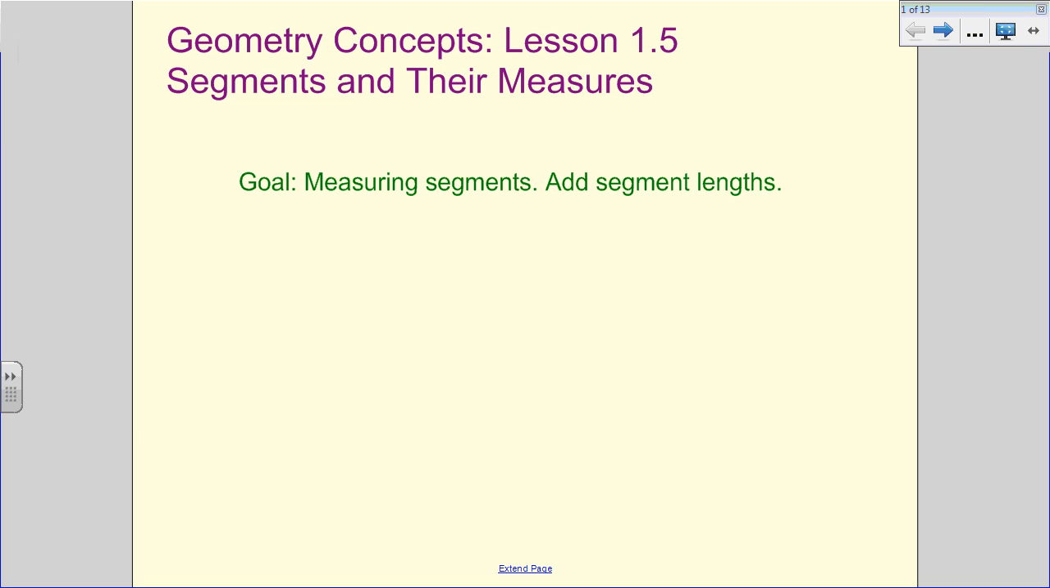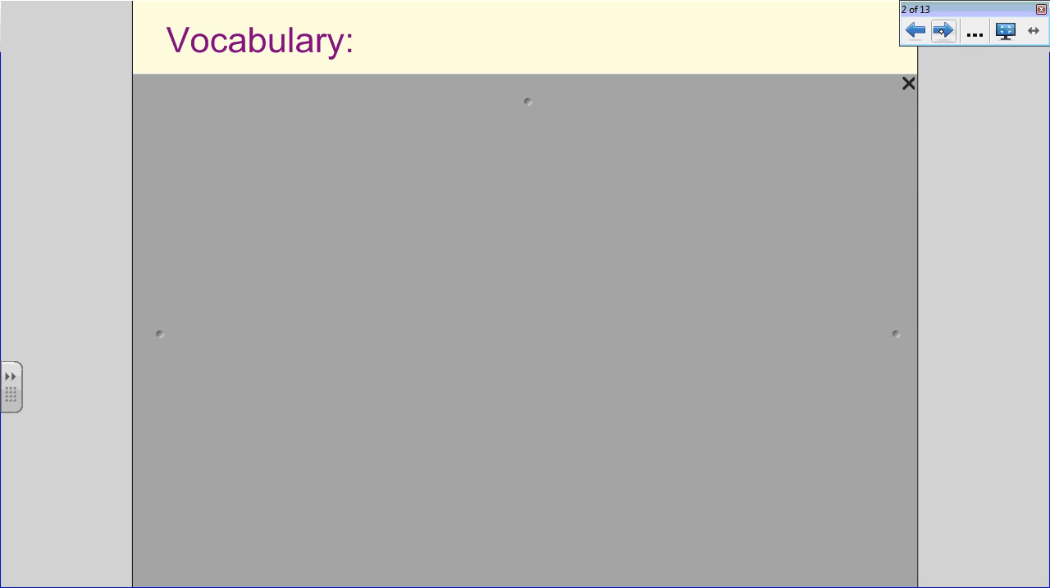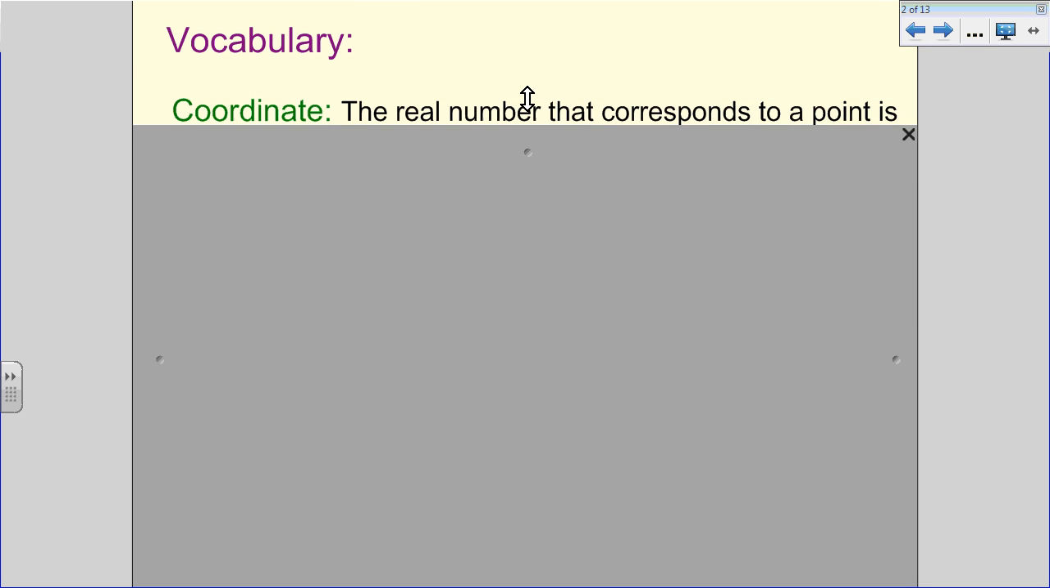All right, ladies and gentlemen, welcome to lesson 1.5, your fifth installment, segments and their measurements. What we're going to be doing is measuring segments and adding segment length. I probably reminded you this in class, but if you don't have a ruler, please get one out so that you have it to work with.